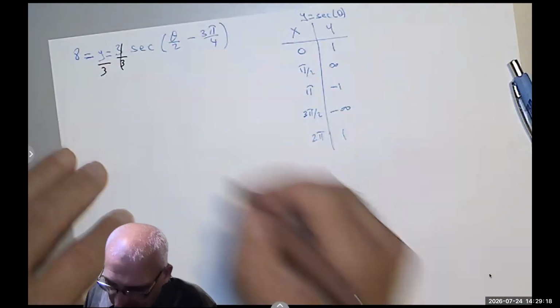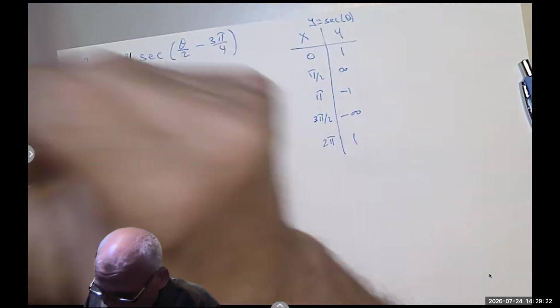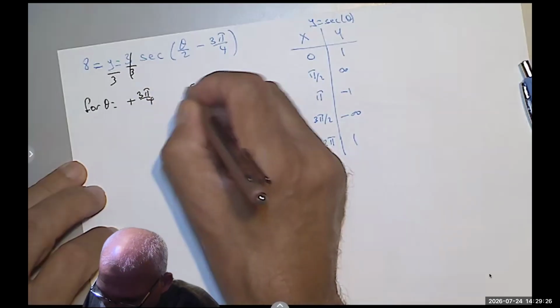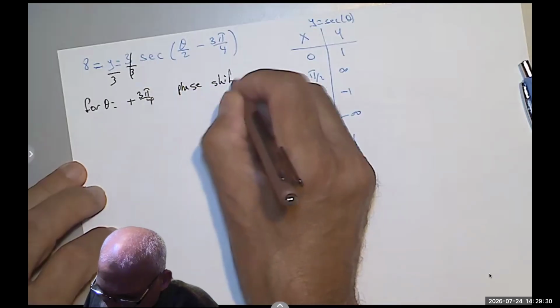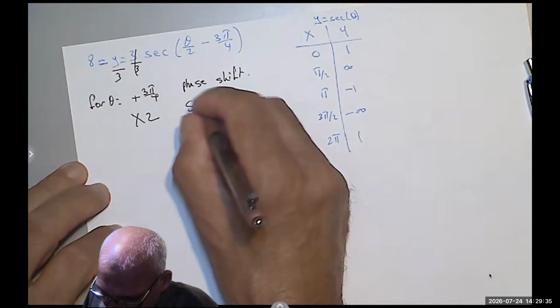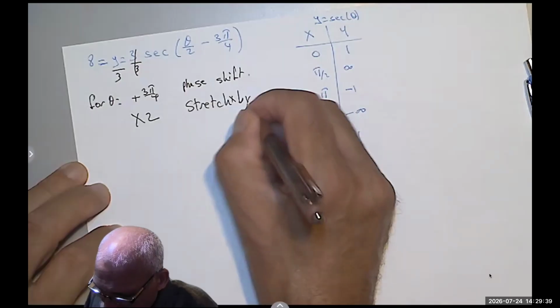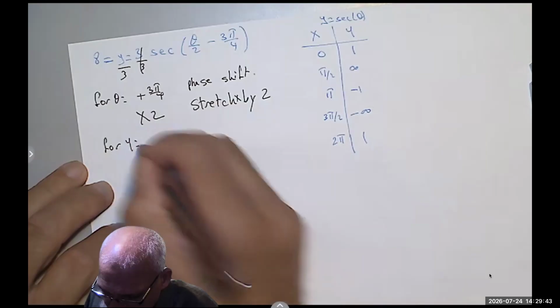So what did we do here? For theta, which is x, I have to add 3 pi over 4. That's the phase shift. Then I have to multiply by 2. That's stretching x by a factor of 2. For the y, I just stretch by a factor of 3.